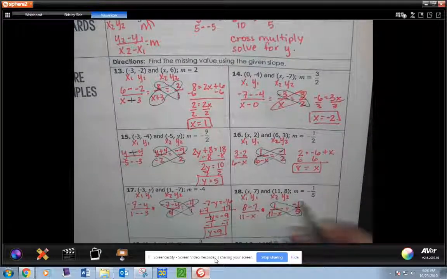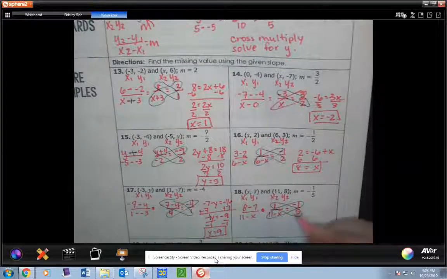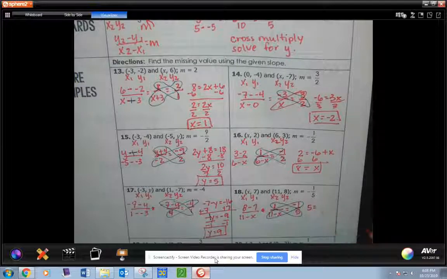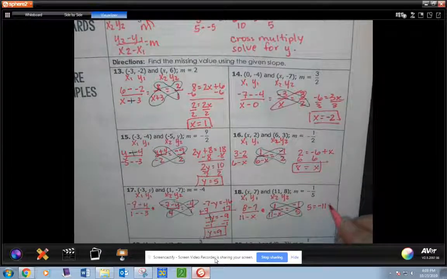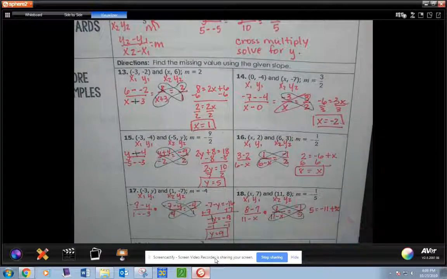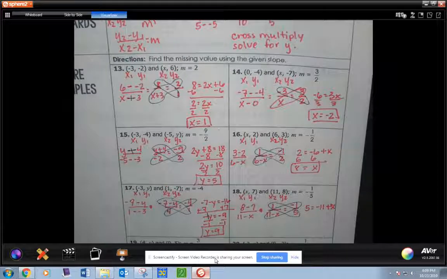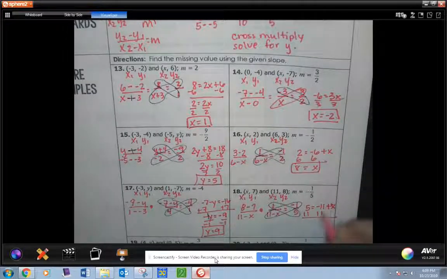Now I just have to cross multiply. 1 times 5 is 5. Put my equal sign. Negative 1 times 11 is negative 11. And negative 1 times negative x is a positive x. To get the x by itself, I have to add 11. Well, 5 plus 11 is 16, and now I have x equals 16.